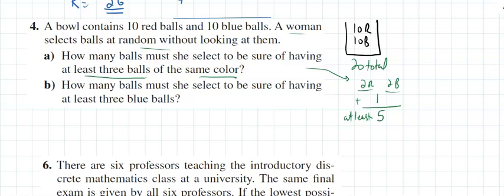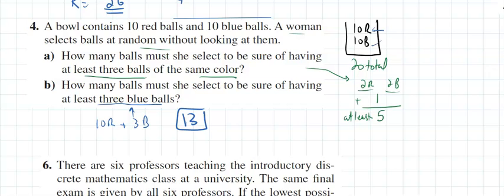And part B, it's asking, how many balls must she select to be sure of having at least 3 blue balls? Well, you think of always the worst case scenario. That's possible. She could pick the 10 all red first, plus 3 blue. That will yield at least 3 blue balls. How many balls must she pick? If she picks 13 balls, she's guaranteed to have at least 3, because she could have picked that before that, right?